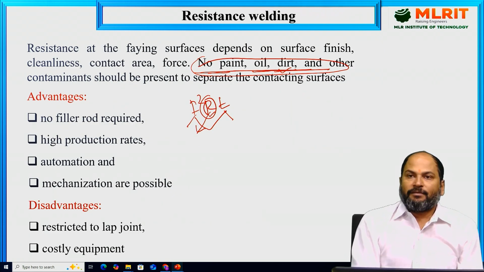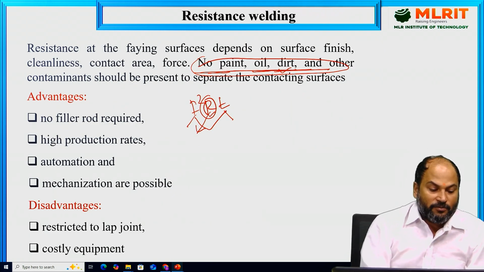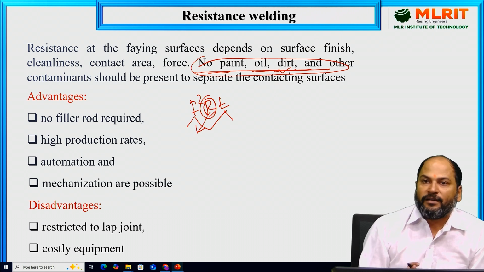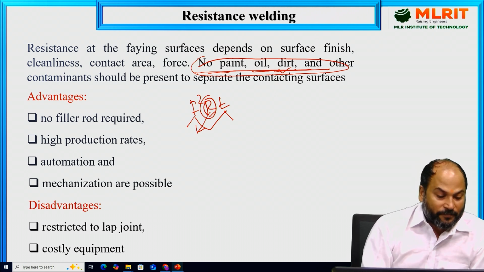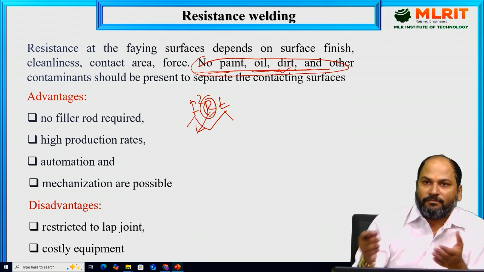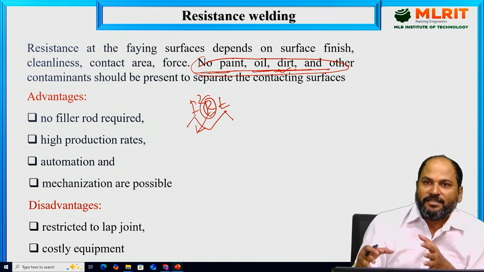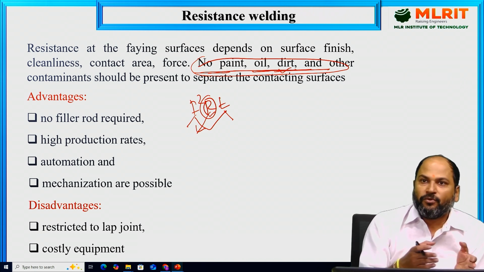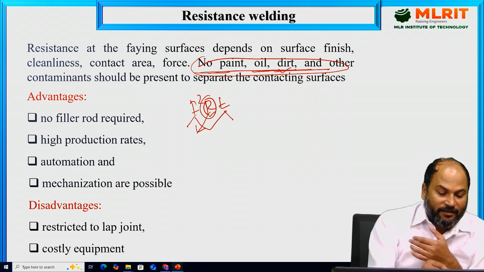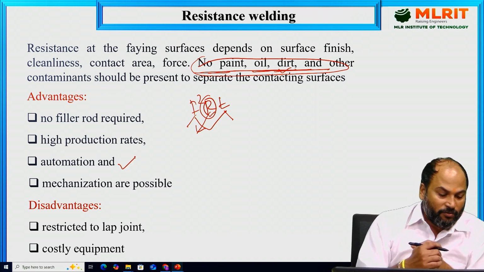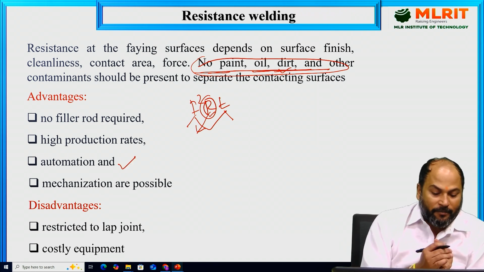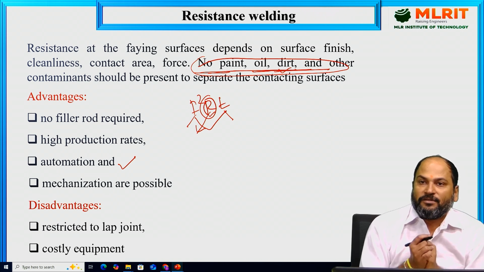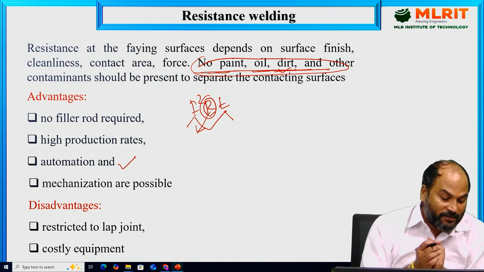So what is the advantage of this process? The advantage of this process is there is no filler. If there is no filler, you don't have to change it continuously. So of course its production rate will be high because there will be no loss of time. Then we can automate this, there will be automation of this, and of course mechanization of this process is also possible. So these are the four advantages of this process.